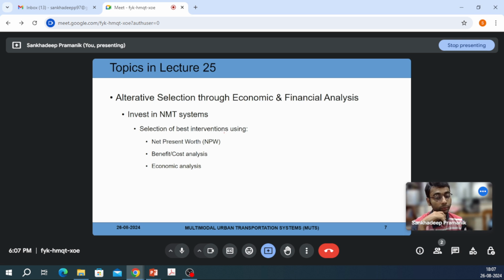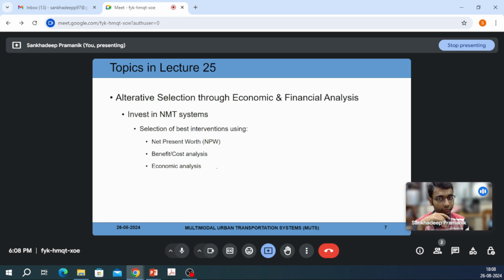In the fourth step, there may be several alternatives, but we have to prioritize among them, so that the money can be utilized properly and, with minimal cost, the benefit will be maximized. In this step we generally perform different analyses, like net present worth, benefit cost ratio, and economic analysis. These analyses are performed to understand whether, in the long run, the investment is viable or beneficial or not.